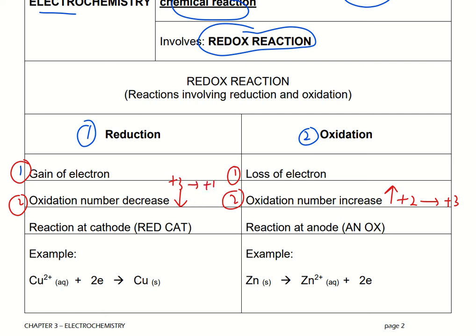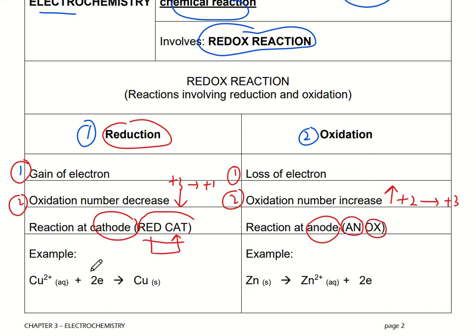Reduction always occurs at the cathode. How do you remember? Remember RED CAT: reduction occurs at the cathode. For oxidation, the reaction occurs at the anode. So for anode, remember AN OX: AN refers to anode, OX means oxidation.